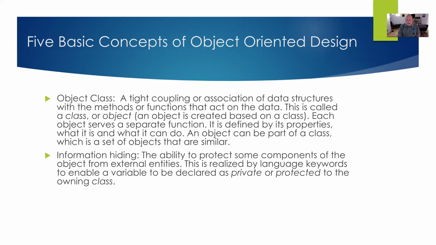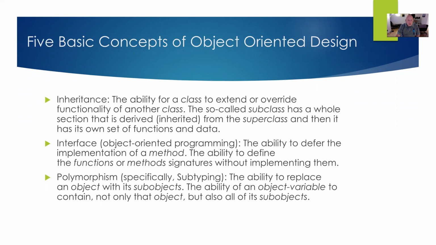There are five basic concepts of object-oriented design. The first one is object class. It's a tight coupling of associated data structures with the methods or functions that act on the data. Then there's information hiding. It's the ability to protect some components of the object from external entities. Then there is inheritance. Inheritance is the ability for a class to extend or override functionality of another class.